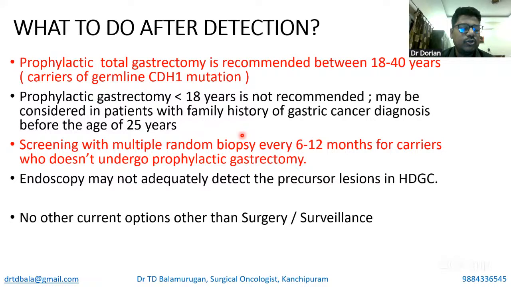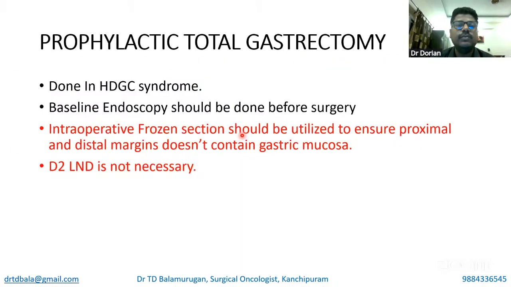Endoscopy might not adequately detect the precursor lesion in hereditary diffuse gastric cancer. And there are no other options other than surgery and surveillance available. So prophylactic total gastrectomy is done in hereditary diffuse gastric cancer. Before doing, you must confirm that there is no other cancer inside by endoscopy.